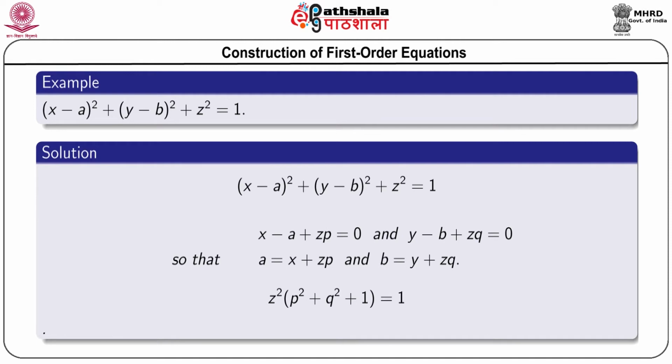From these two equations, we can find the values of a and b, and if you substitute these values of a and b in the original equation, we will get a relation of the form z square into (p square plus q square plus 1) equals 1. So, this is the first order differential equation whose solution is (x minus a) whole square plus (y minus b) whole square plus z square equals 1. So, in this case, eliminating two arbitrary constants a and b, we obtain a first order partial differential equation.